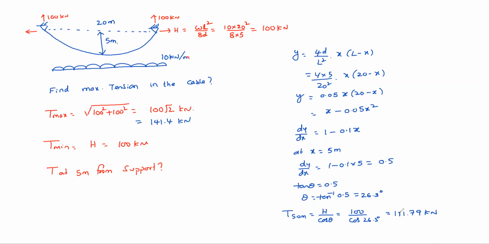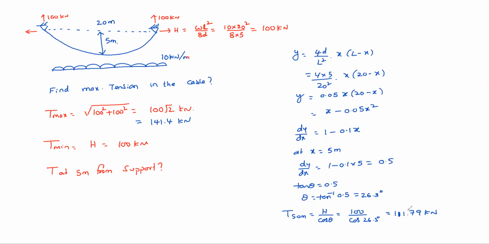So at any point, tension you can work out. Tension will be maximum at support and minimum at center and decreases based on the angle theta. To find angle theta, we need the parabola profile: 4d by L square into x into L minus x. That we have seen already in parabolic arches.